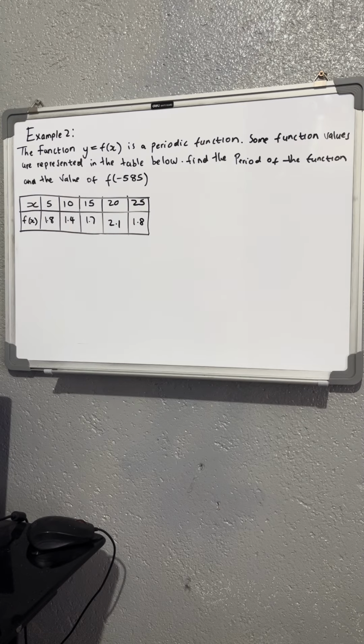So the question says the function y equals f of x is a periodic function. Some function values are represented in the table below. Find the period of the function and the value of f of negative 585. So remember, with your table, what are you given? Your table is like this, and this always represents your x values, and this would be your y values.